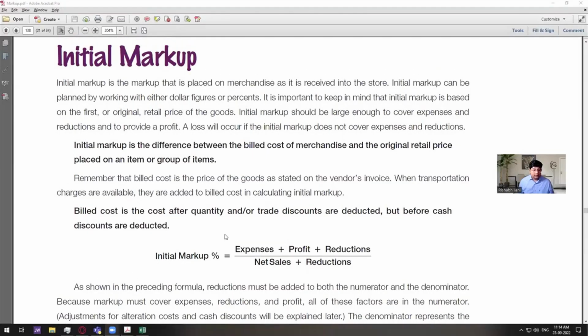Okay, let's get back to understanding what we are talking about, and that is going to our next timing of markup, which is actually the first markup which is made. So I'm going to pull that up, and that is initial markup. So initial markup, but what is initial markup? Well, it's the markup that is placed on merchandise as it's received in the store, right? In certain cases, you can also refer to this as planned markup, right?